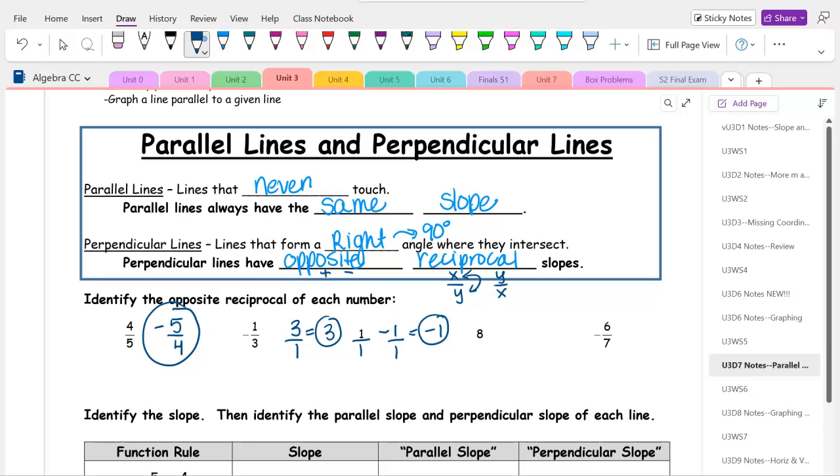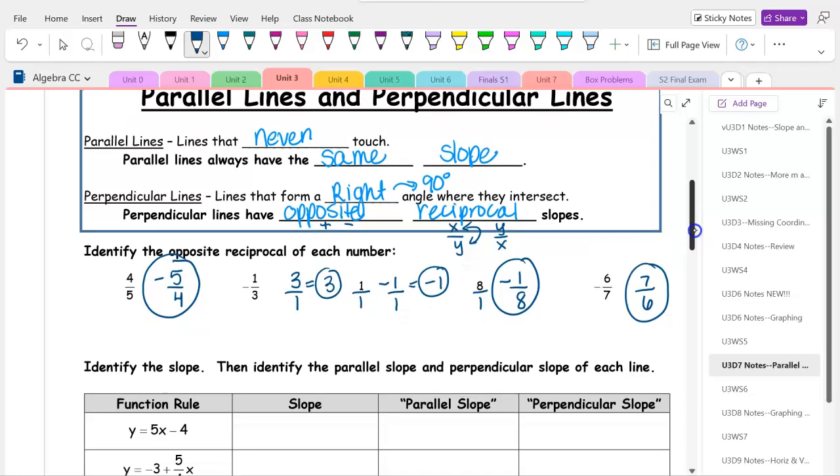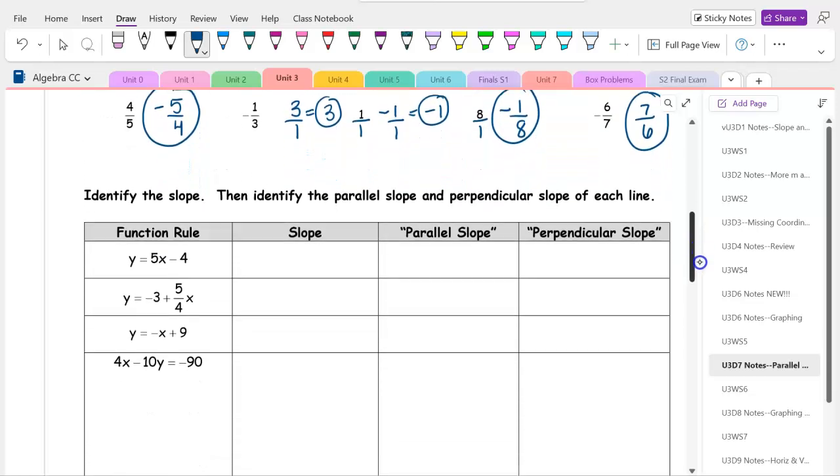This makes more of a difference when you have a number like 8. Remember to put your 1 underneath. The reciprocal of 8 is 1/8. And again, since this is a positive, we also need to change this to a negative. All right, if you already have a fraction, it's a little easier. Just flip it. And again, change the sign. Negative becomes a positive. All right, that's how we find the opposite reciprocal. So let's give this a try.